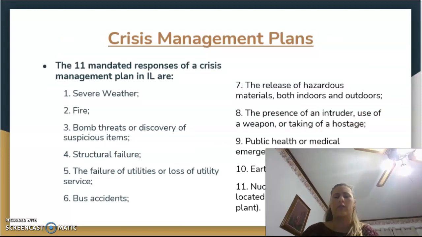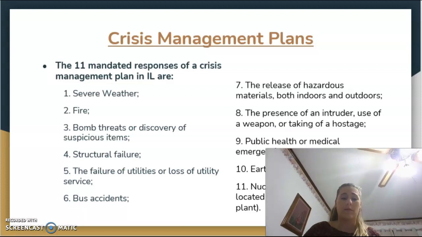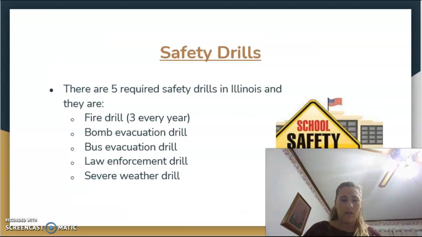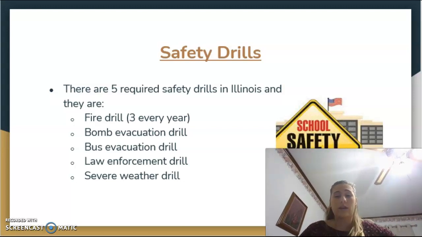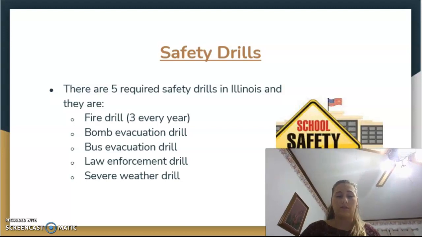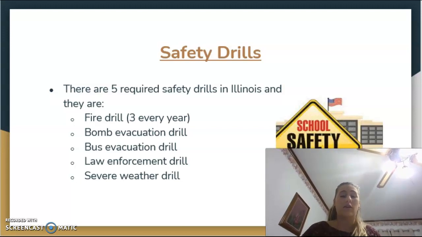And these are the 11 mandated responses of crisis management in Illinois. And then there are 5 safety drills in Illinois, and they are fire drill, which there are 3 every year, bomb evacuation drill, bus evacuation drill, law enforcement drill, and severe weather drill.